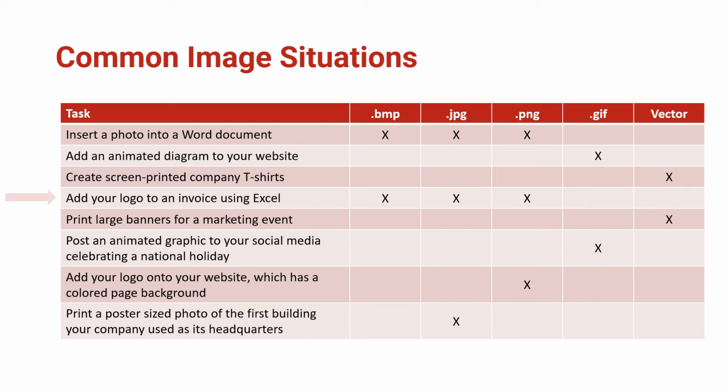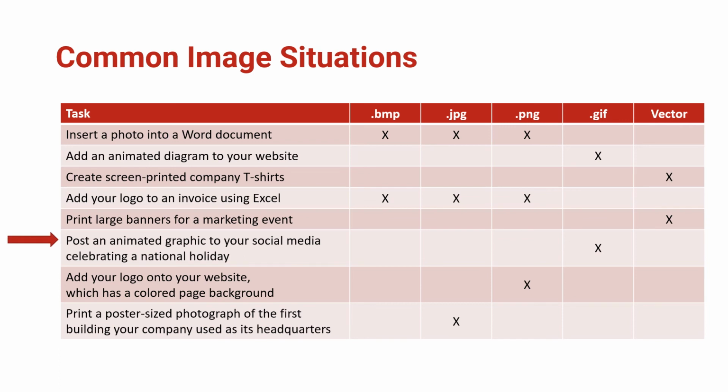If you want to add your logo to an invoice using Excel, you'll go ahead and use a bitmap, JPEG, or a PNG. If you're looking to print large banners for a marketing event, that's the scalable vectors. If you'd like to post an animated graphic to your social media celebrating a national holiday, use a GIF. Remember, the GIFs are the animated graphics.